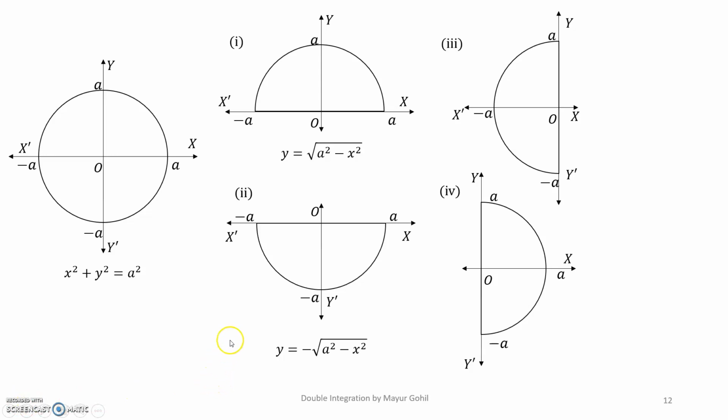Alright, I hope you have worked on it and written as follows. For the third semicircle that you see, it is going to be x equals minus the square root of a square minus y square. And for the fourth one, it's going to be x equals the square root of a square minus y square. Over here it's the positive square root.